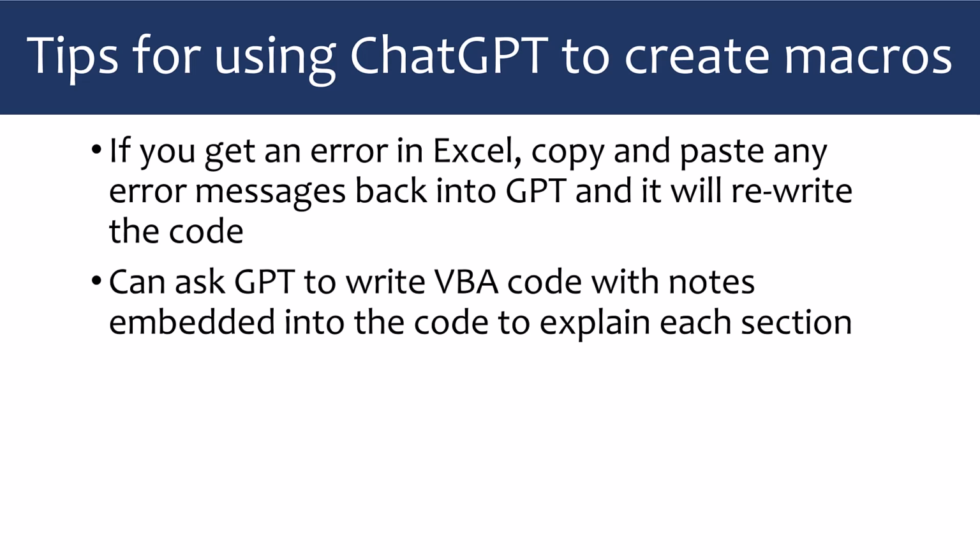You may get a macro from ChatGPT that does not work. If you do, simply copy and paste the Excel error message back into the chat, and ChatGPT will rewrite the code to try again. It is also sometimes helpful to ask ChatGPT to write VBA code with notes embedded into the code to explain what each section is doing.